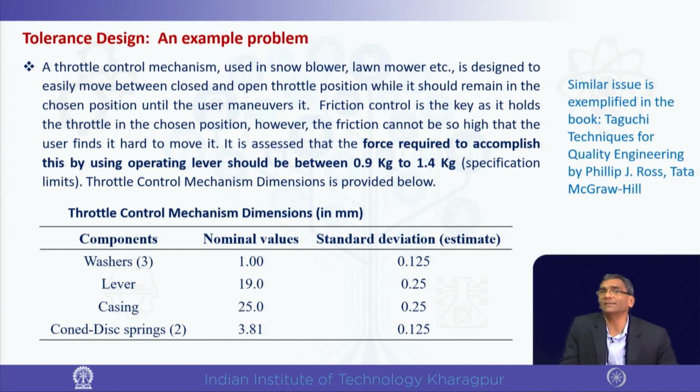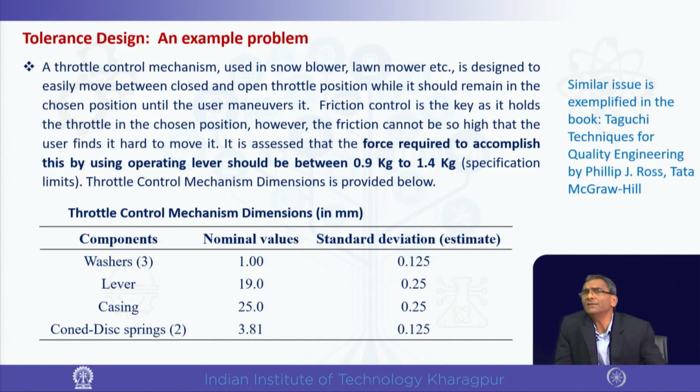So, therefore, there comes the tolerance design and the range. Here the range is 0.9 kg to 1.4 kg. Now, here it is driven by the standard deviation as I said. So, the nominal values to start with, as it was felt that the standard deviation would be 0.1 to 5 in case of the washers and cone disc spring. However, it should be 0.25 for the other two, the lever and the casing. We will see if we choose this, whether it satisfies the purpose.